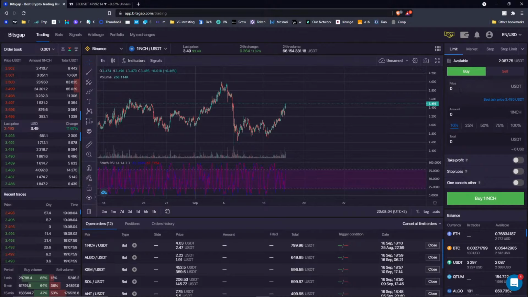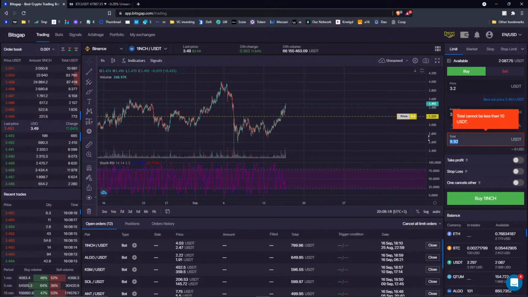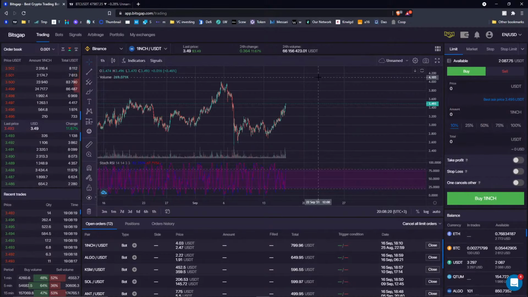So here is how I would do this. For example, 3.2, that's the price. And let's say I would want to spend $10. And this would be my limit buy order. Okay, let's set 11, whatever.